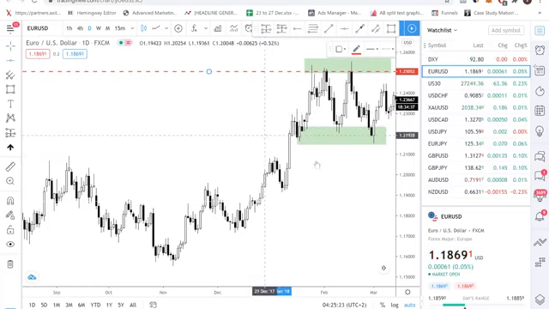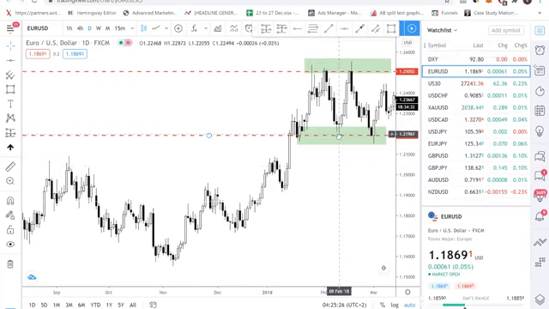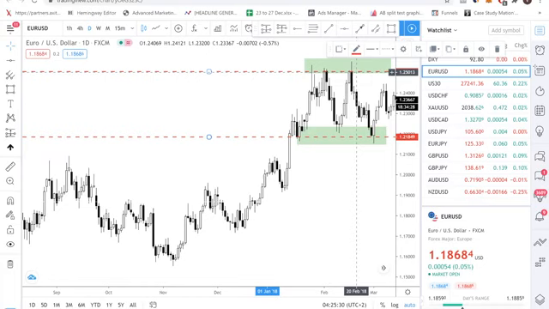I only have two levels. Let me just adjust it such that I touch the most number of candles. Okay, I'm happy with these levels. So I have my support and I have my resistance level. Now what I need to do is look for an opportunity to buy at the bottom or sell at the top. Let's see if you get it.